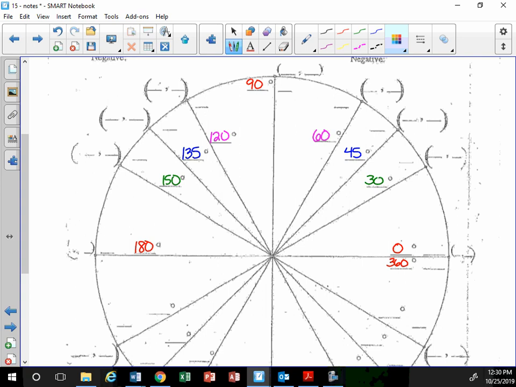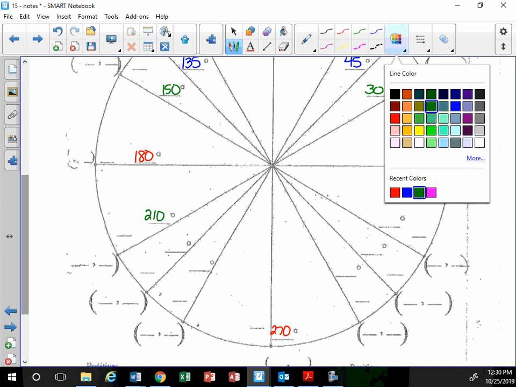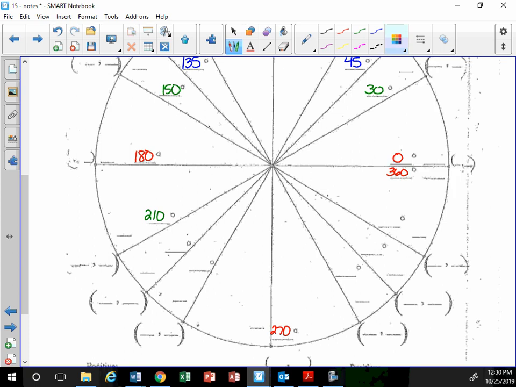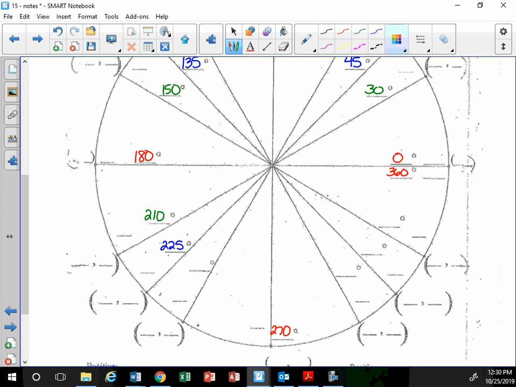Into the third quadrant. Green will be the first one. What's that going to be for me? 210, good. What's in the middle, which is blue for me? Excellent. And the last one in the third quadrant, which is pink. You're on a roll, Phil. Anybody have questions on the third quadrant? Hey, at least you're doing well with the angles, right? Okay.